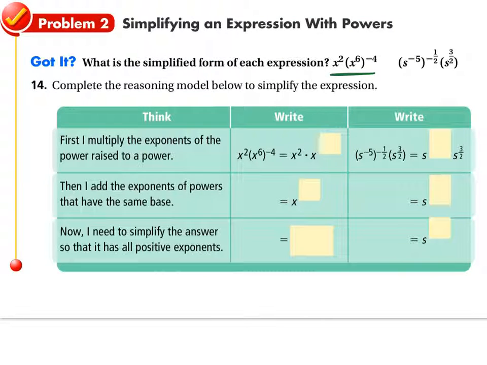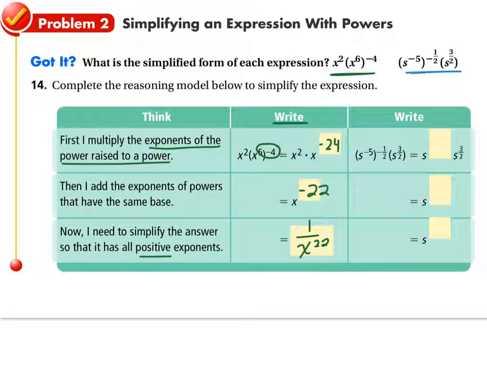We're going to look at this expression, and we're going to solve it here. Our first step is to multiply the exponents of the power raised to a power. So I'm going to multiply 6 times negative 4 and get negative 24. Now, my bases are the same, so I'm going to add the exponents. So that's going to be x to the negative 22. Now I need to simplify the answer so it has all positive exponents. Well, that negative simply means reciprocal. So I'm going to put 1 over x to the 22nd power.